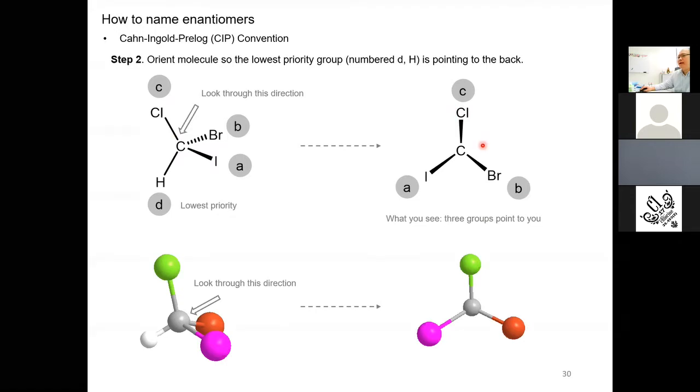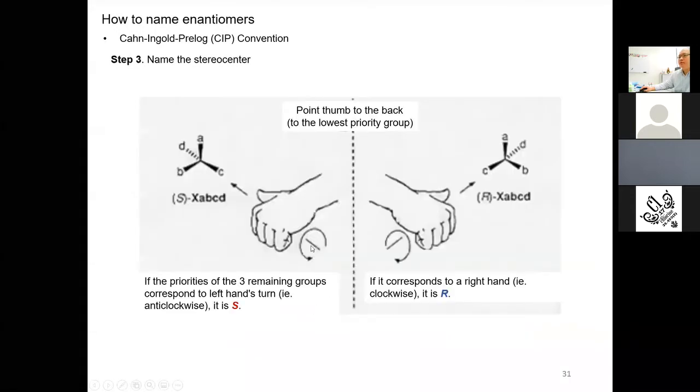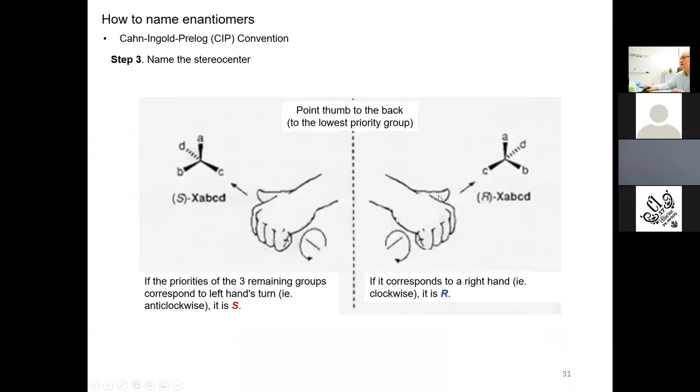Once you have these three groups facing up to you, you use your left or right hand to see whether it matches the rotation direction of your hands. If you point your thumb to the back, toward the smallest group, and it matches your left hand, then it's S, which is counterclockwise. If it matches the rotation of the right hand, we can say it's clockwise and it's R.